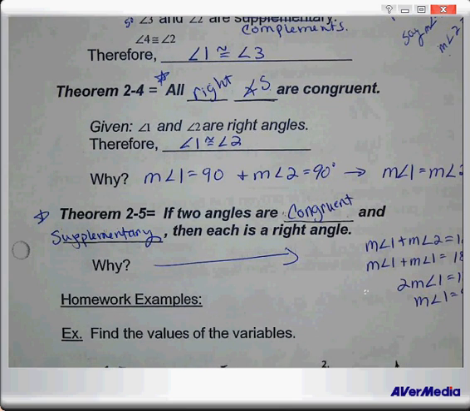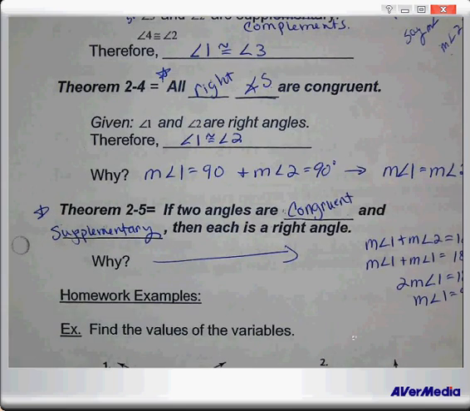All right, now I'm going to give you a quick break here with all these theorems, and then we're going to work our last bit of example problems.